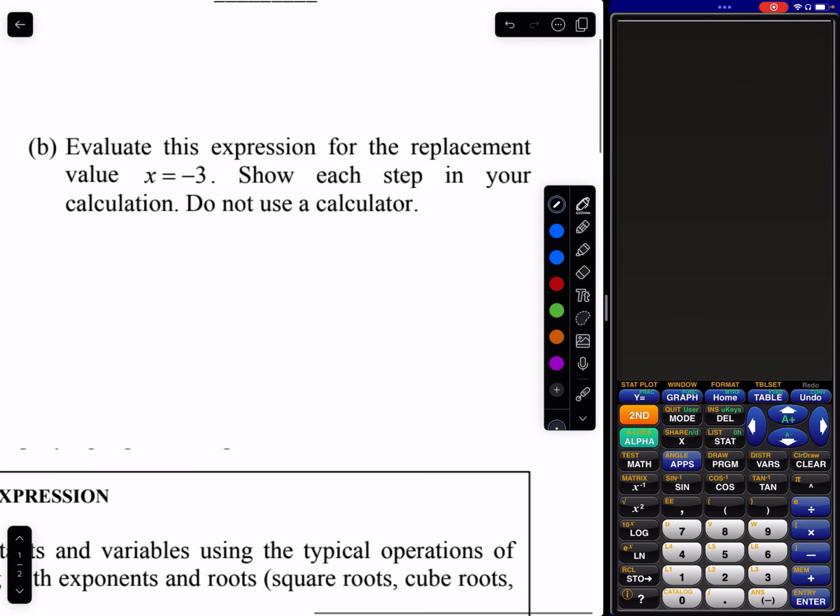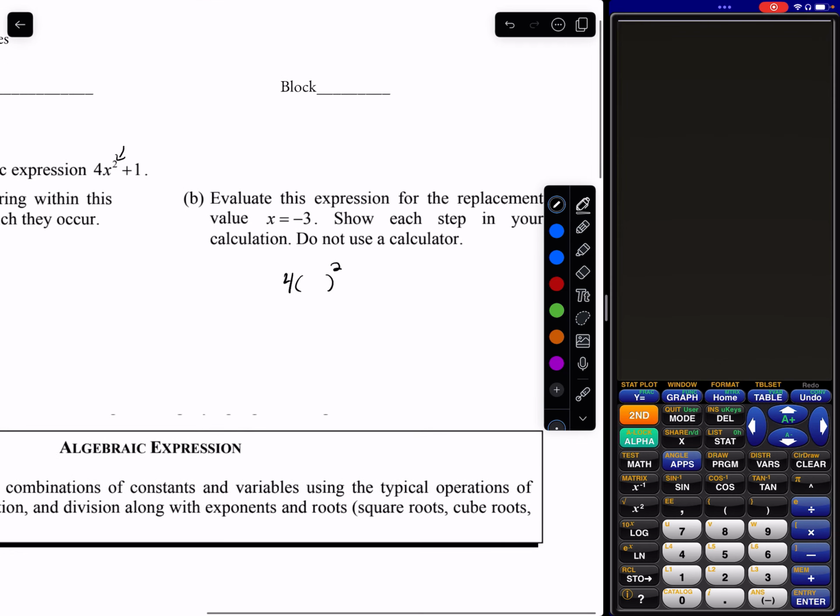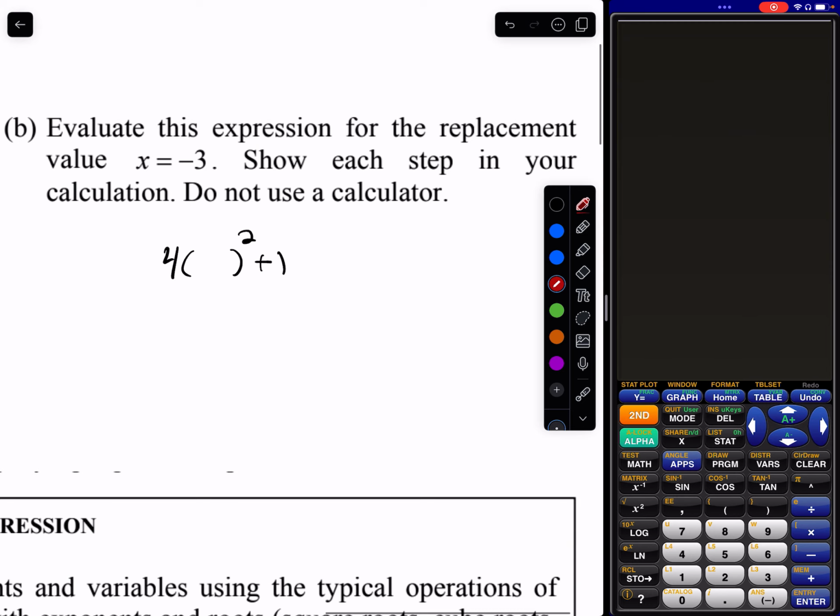So you can see if x equals -3, we're going to say 4 times x squared, and then we're going to add 1 to it. Now if I substitute in -3, what has to happen first is I have to evaluate that -3 squared first. So use the negative button, and then 3, and then I square it, and look what happens. It becomes -9.